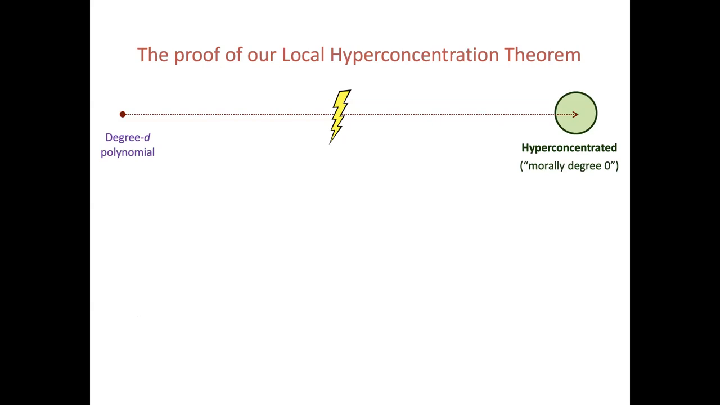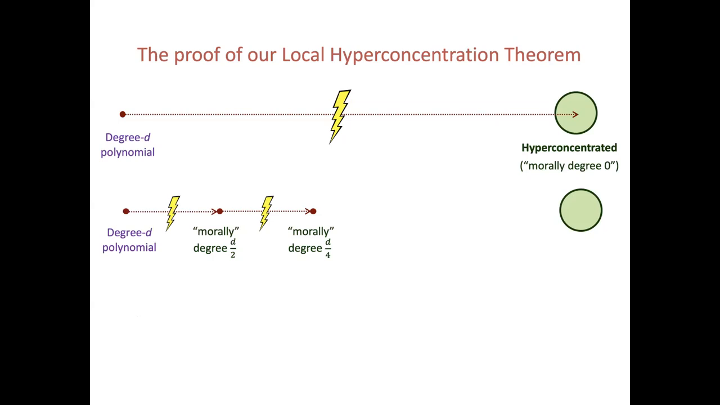We proceed as follows. We first show that under a random restriction, it becomes morally degree D over 2. And then after further random restriction, it becomes morally degree D over 4. And after another random restriction, it becomes morally degree D over 8, and so on and so forth. And after log D iterations of random restrictions, it finally becomes morally degree 0, or in other words, hyperconcentrated. So if we compose all log D iterations of this random restriction, we get our local hyperconcentration theorem.